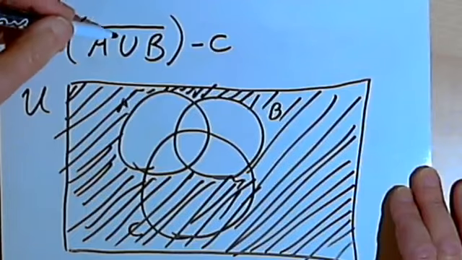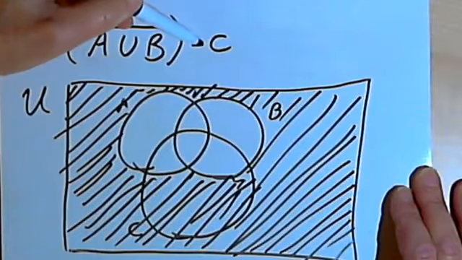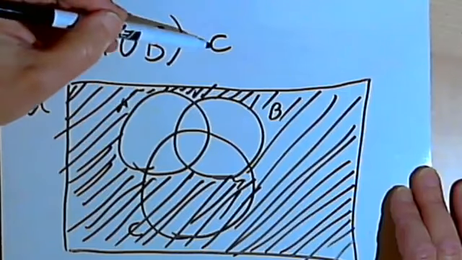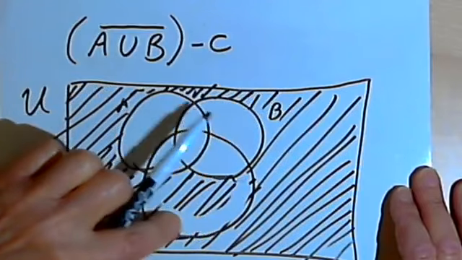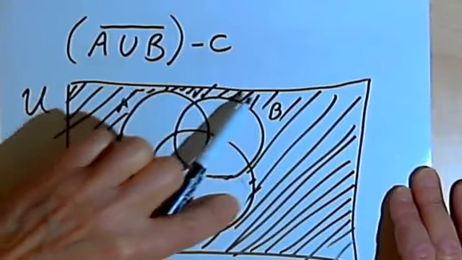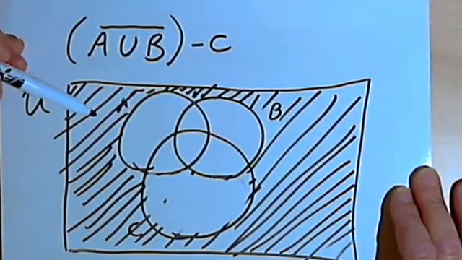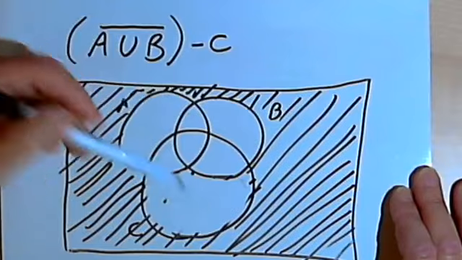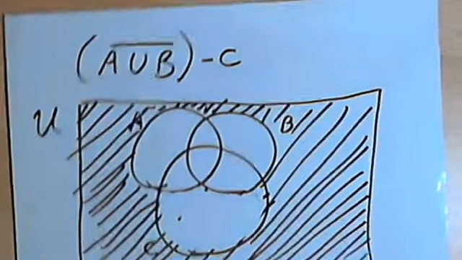And now from that, I want to take away anything which is in C. So from the shaded area, I'm going to take away which is in C, which basically means I can get the shading out of the C. And now what I've got basically is just all of the area in the universal set, which is not in A, not in B, and not in C, not in any of them. Okay? And here's one more.